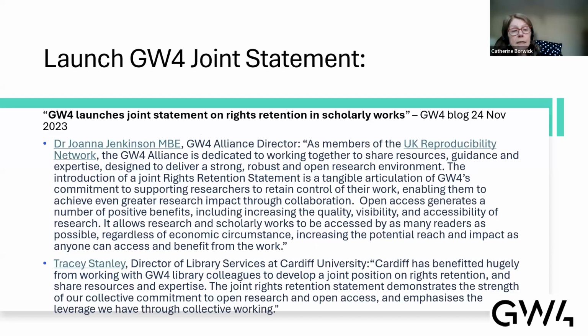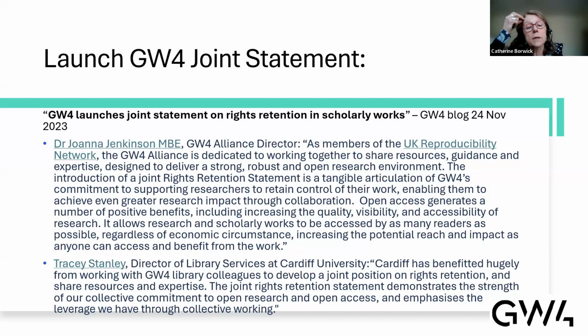Next slide, please. Okay, so the statement was finally drafted, was redrafted, and was passed through the various consultative processes, and then it was finally published in November of 2023, accompanied by a blog. And there are a couple of quotes there which, if you like, encapsulate the aims of the statement and the aims of GW4 in collaborating on this.